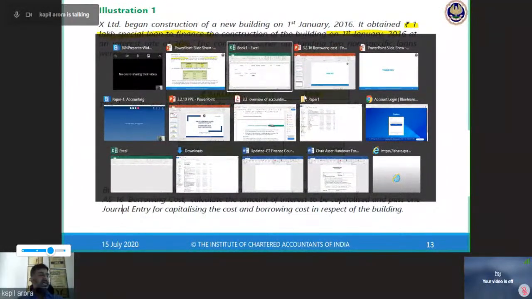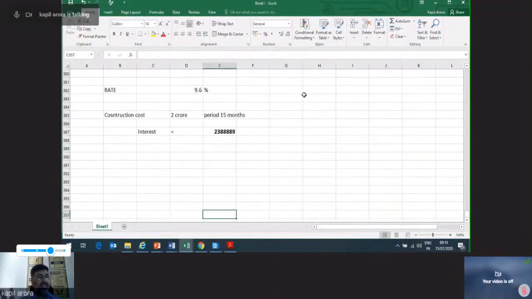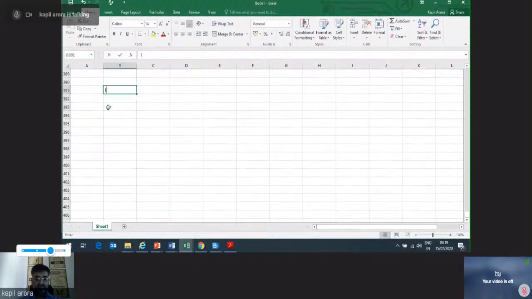So Rosalind, just to add here, whatever interest you are paying, out of that, this will be capitalized in the value of asset. Rest everything you are paying will be charged out to profit and loss account.